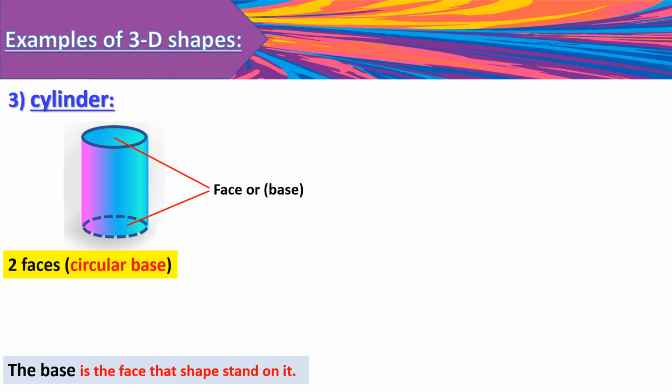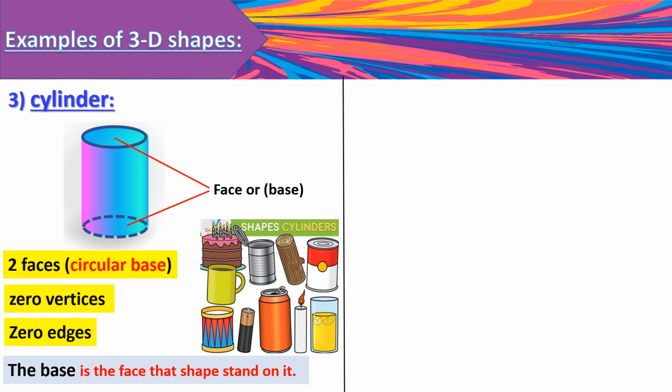So it has two circular bases, or two faces in the shape of a circle, zero vertices, zero edges. We can find a cylinder in real life, like our birthday cake, our mug, our soda can, and so on.